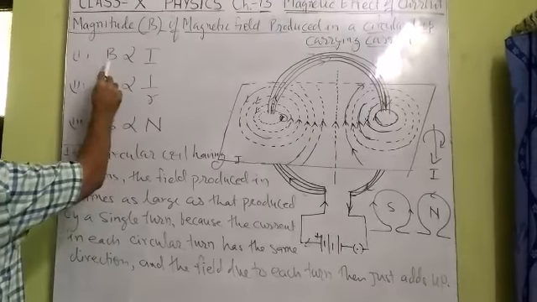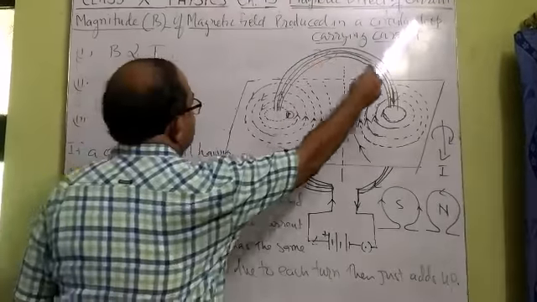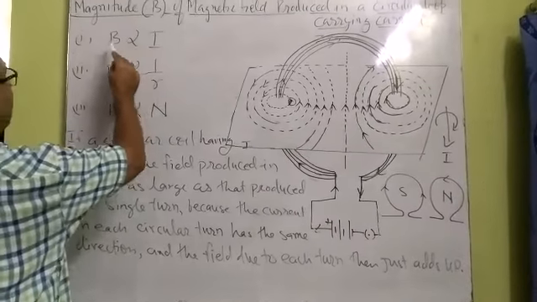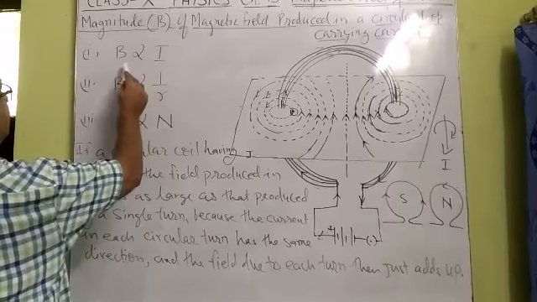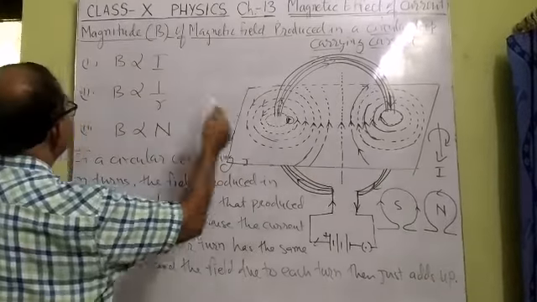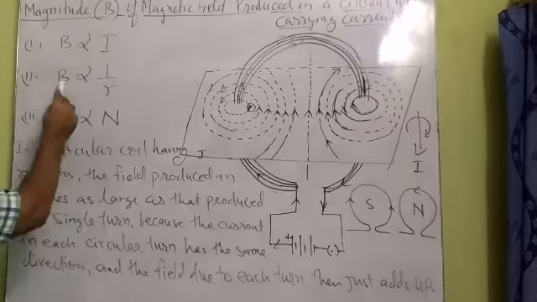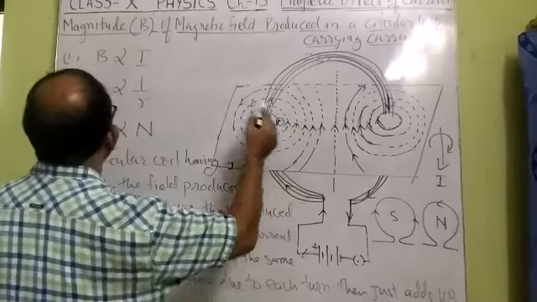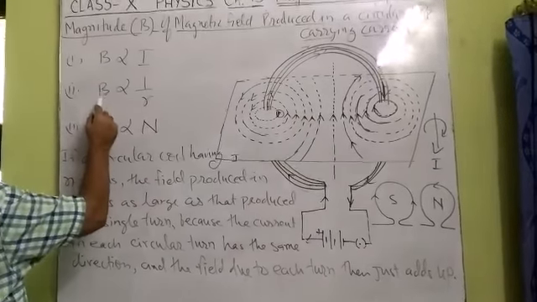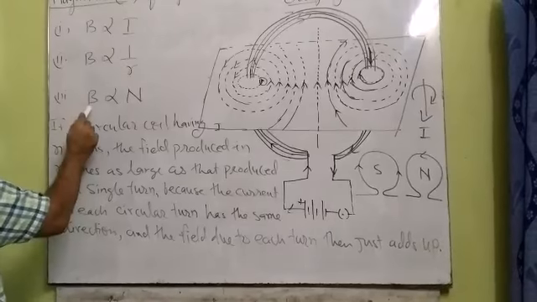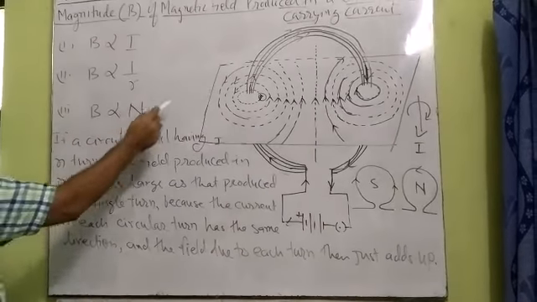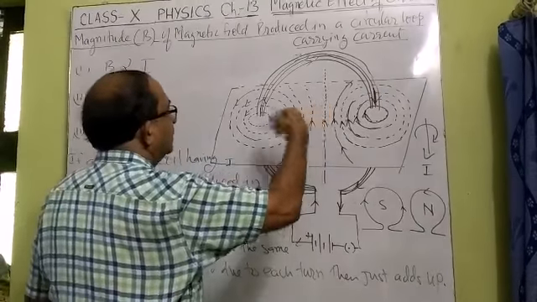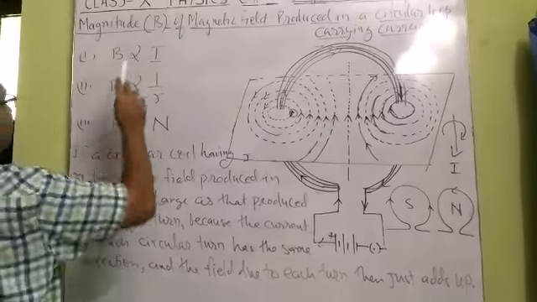First of all, B is proportional to I, because the current in each loop moves in the same direction, that is why the amount of current will be added up, and the magnitude of the field will increase as the current increases. Another is B proportional to 1 by R. As the distance from the circular coil increases, the magnetic field will decrease. The third point, B is proportional to N, where N is the number of turns, meaning the more turns in this coil, the greater the magnitude of the magnetic field.